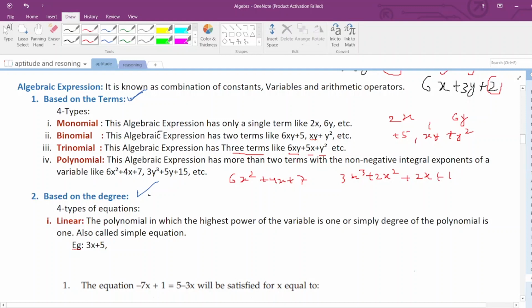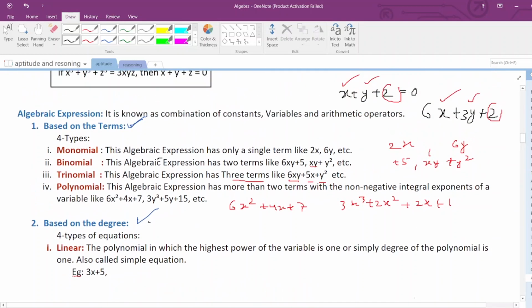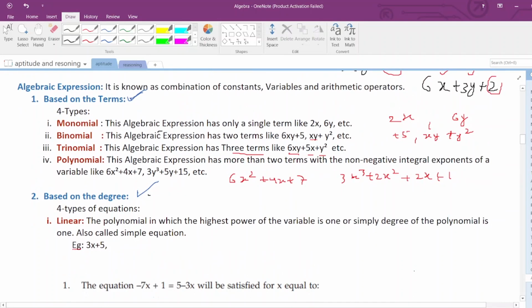It's a polynomial. See here I talked about non-negative integral exponents. If you look at the exponents, let's suppose squares, all are positive, there is no negative, correct, right? So that is basically a polynomial actually. So hope it's clear what is monomial, binomial, trinomial and polynomial.